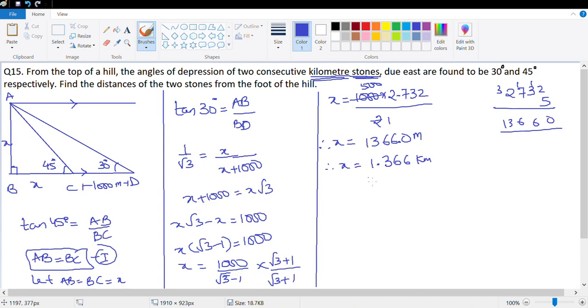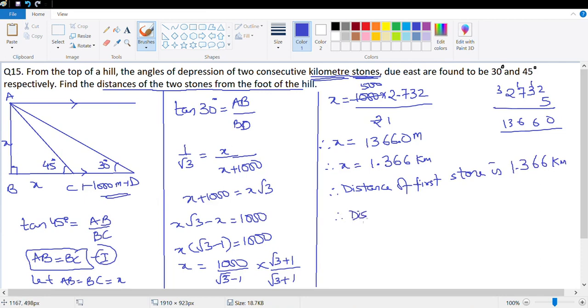Now done. What is the distance? Find the distance of the two from the foot of the hill. Therefore, distance of first stone is 1.366 kilometer, and the distance of second stone is add 1000 meter to it. Therefore, distance of second stone is add 1 kilometer, which means 2.366 kilometer. Perfect. That finishes this exercise for us.